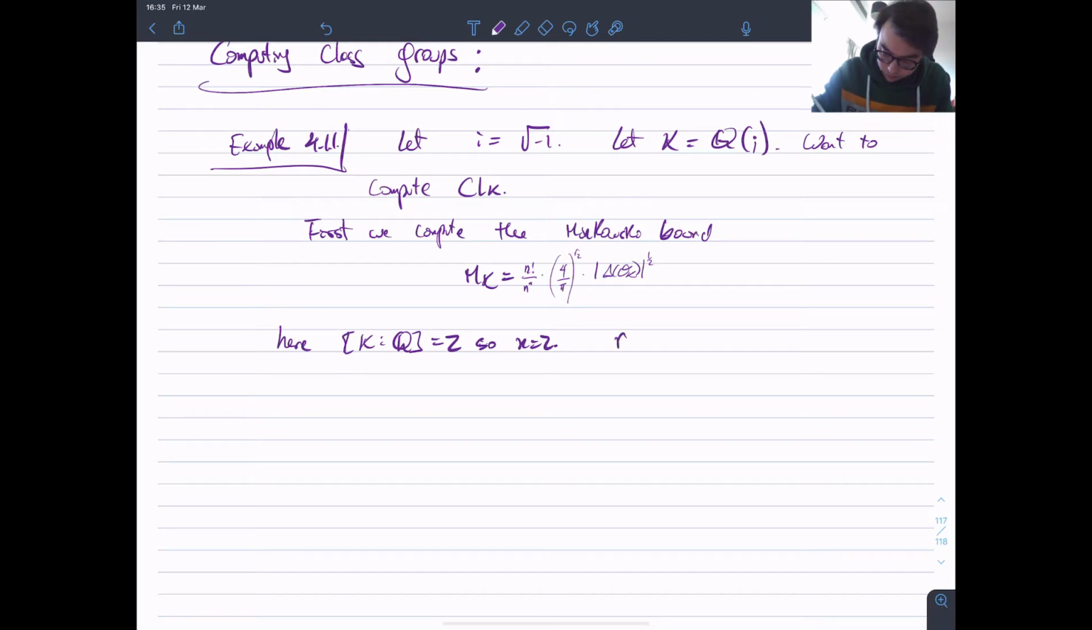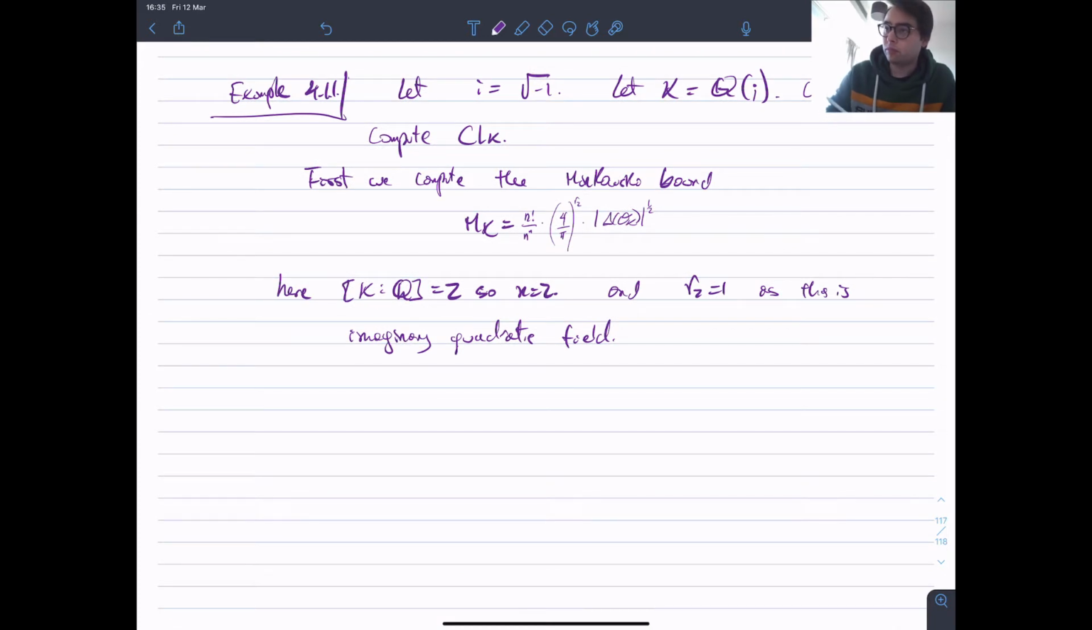This is an imaginary quadratic field, so in this case r2 equals 1. There are 2 embeddings and they're complex conjugate to each other, so we only count up the pairs. So we need to figure out what the discriminant is. What is the discriminant of O_K?